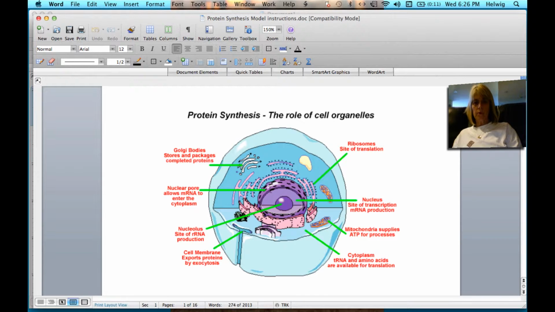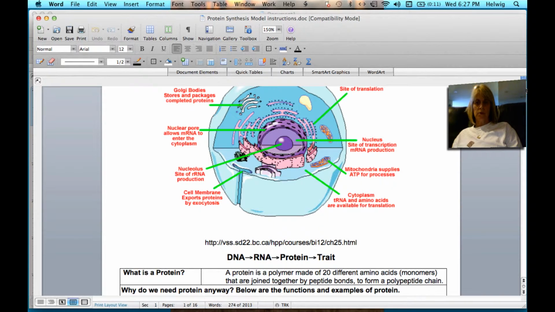A nuclear pore is just a pore in which messenger RNA can leave the nucleus after it's made and transcribed from the DNA, and it can enter into the cytoplasm. So these are the roles of these cell organelles, and this picture and information was found at this URL right here, and you can find that online at that URL.